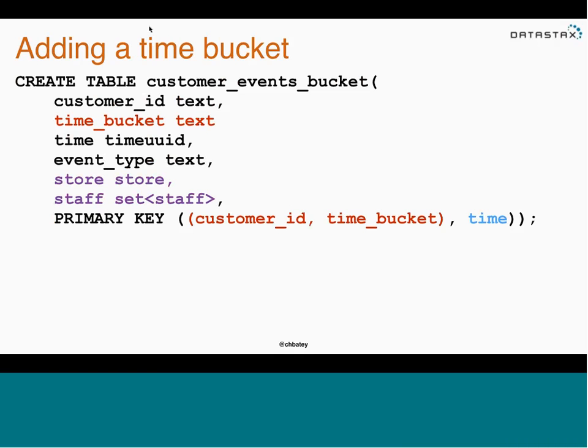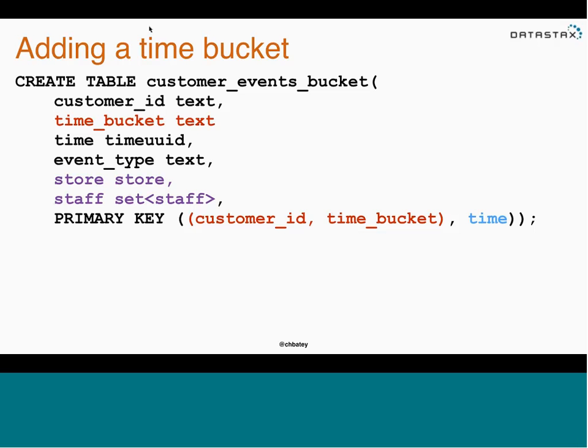And if you look at the primary key, that's the important bit here. What we've done is we've added something to the partition key. So it's not just the customer ID now, it's also the time bucket. And we could make this the day of year or the month or the year. And this basically means that we would move along, we'd start using different partitions.